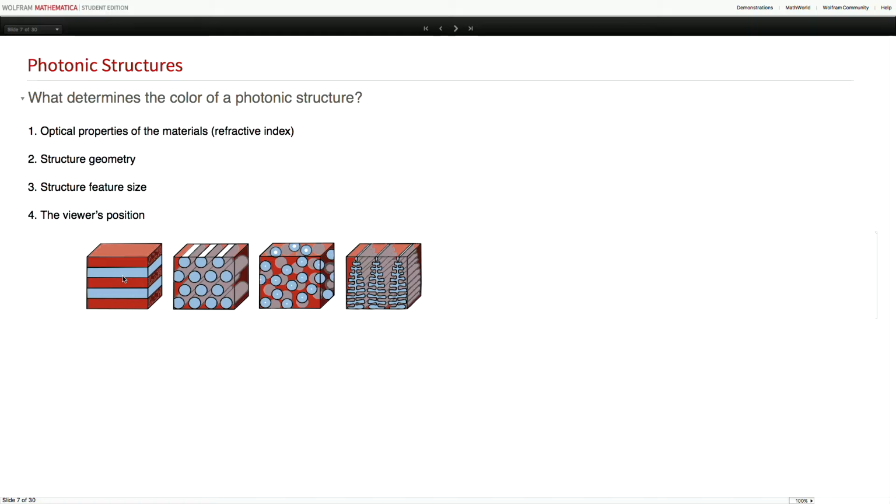And then finally, the viewer's position. So contrary to pigment coloration, structural coloration is actually angle dependent. And we get a sense of this if we look at a peacock feather, for example, and if you tilt it, you see that the color is shimmery and it changes. And this is the angle dependence of structural coloration.